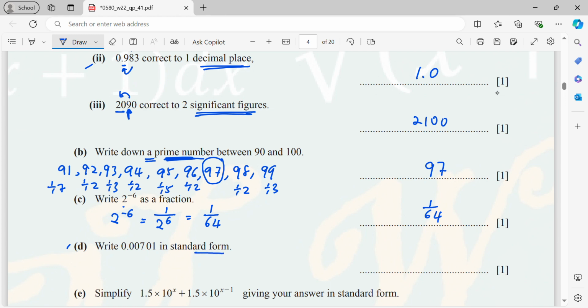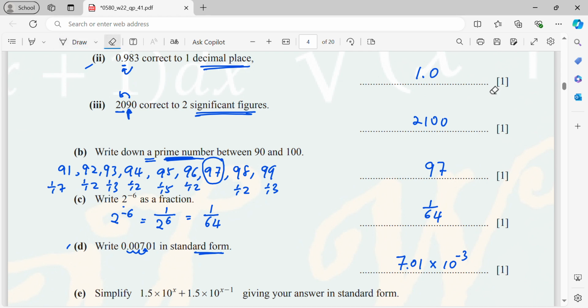And now, next part, D, write 0.00701 in standard form. Standard form means something times 10 power how much? So here, you can just move the dot 1, 2, 3. You move the decimal point 3 places forward. Therefore, this is basically 7.01 times 10 power negative 3.